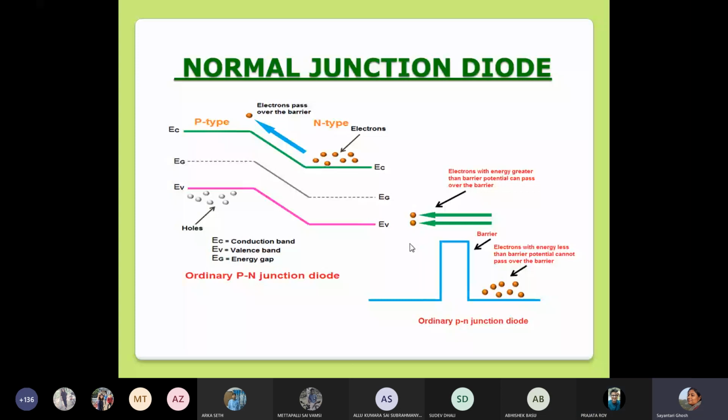So for the first 0.3 or 0.7 volt, someone is switching on and off their mics. Please keep it off. Please keep your microphones off. It might be disturbing others.